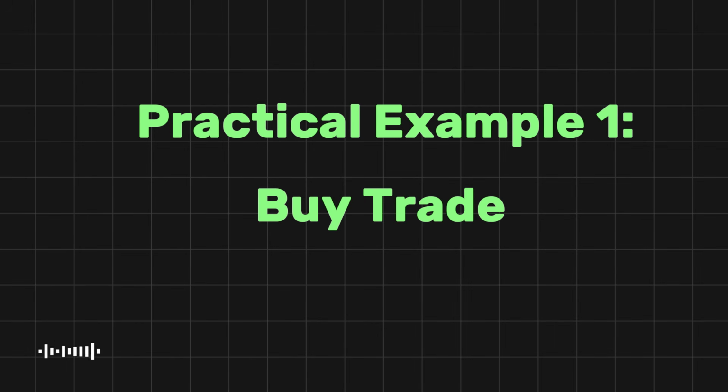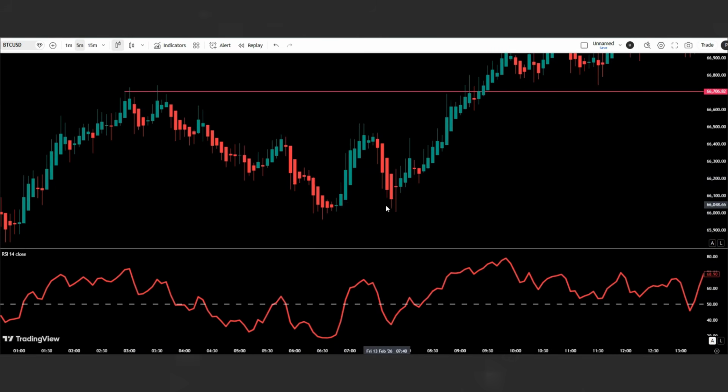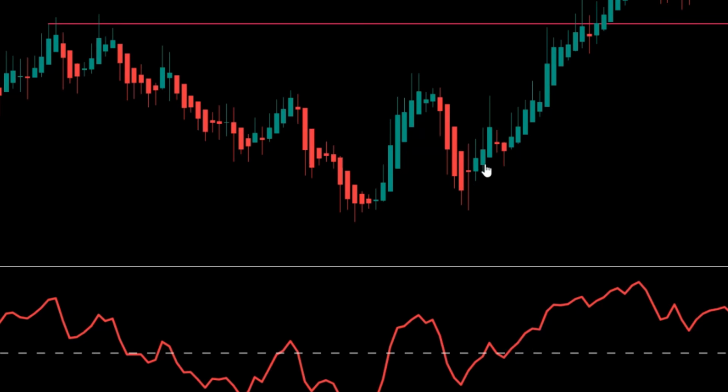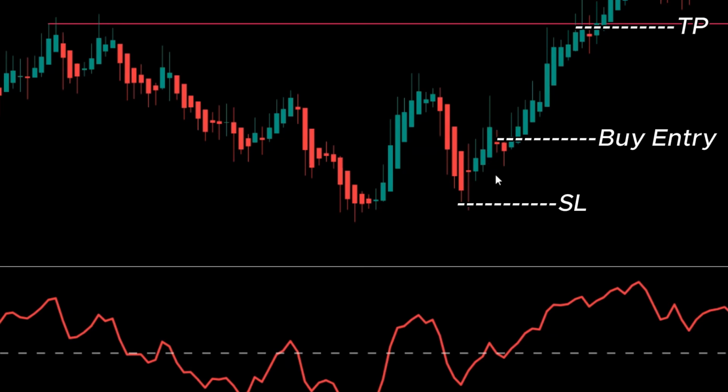Practical example number 1, buy trade. Let's look at a buy example on a 5-minute chart. RSI is at 60, showing a strong bullish trend. This means we only look for buy setups. On the chart, you can see 3 green Heiken Ashi candles forming in a row. The first green candle without a lower wick is our entry signal. As soon as this candle closes, we enter at the open of the next candle. For risk management, we place our stop loss just below the last swing low and our take profit at the previous swing high. Notice how the price moves upward smoothly, giving us a clean scalp trade with minimal risk.